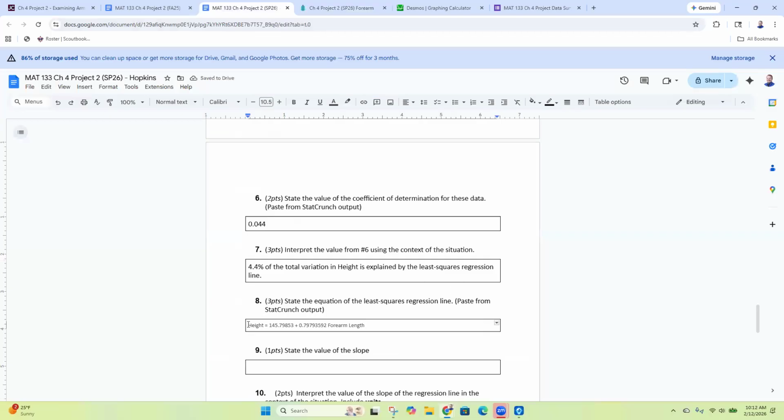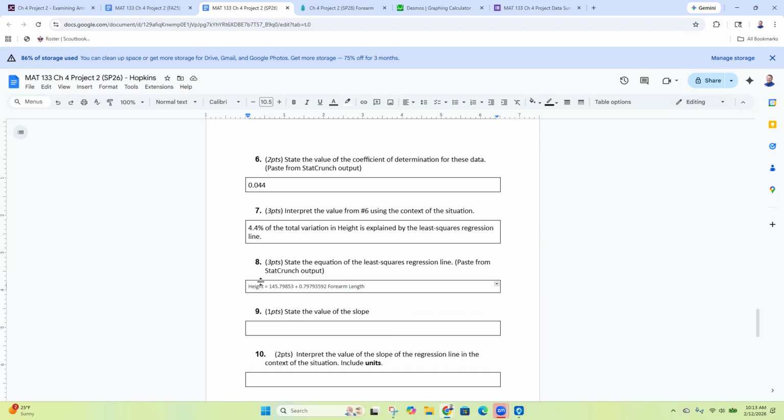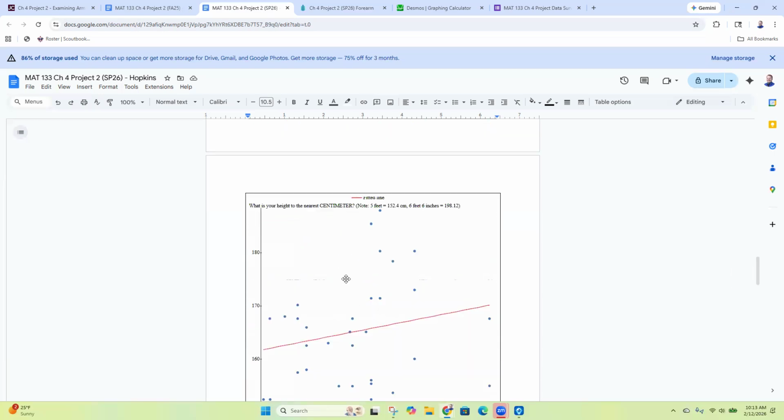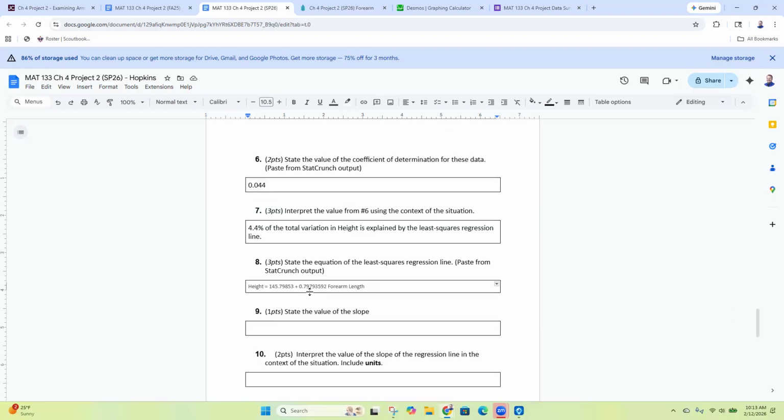Now, you don't have to copy. You could write y equals 145 point, what do we want, 3 decimals? 799 plus 0.798 x. Okay. But I'm just going to be lazy and copy and paste it. And again, if you did not adjust the data, if you didn't remove that outlier or change that outlier, then you're going to get a different equation than me, and that's fine.